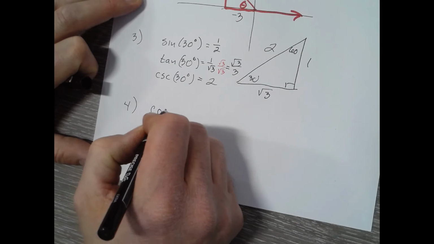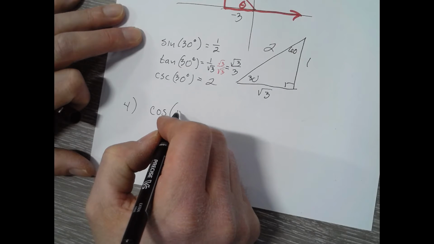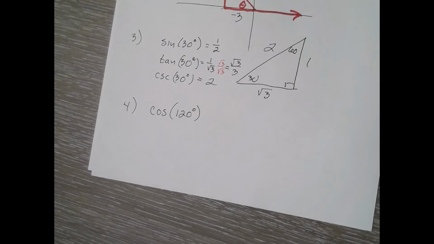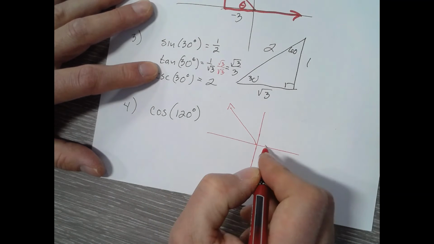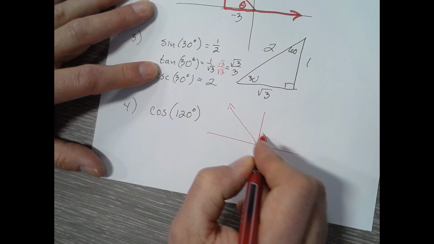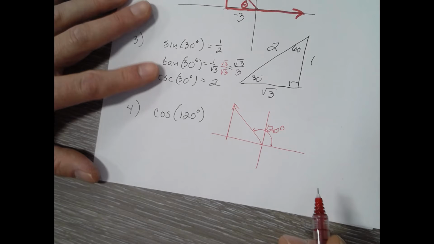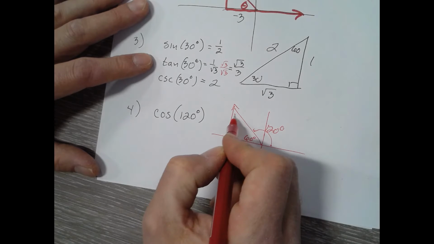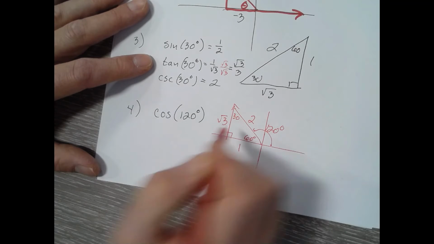How about the cosine of, let's see, 120 degrees. Try that. All right, cosine 120 degrees. 120 degrees is somewhere over here because it's 90 plus another 30. That's 120 degrees. So that's 60 degrees. That means this is 30. Across from 30 is 1, 2, square root of 3.